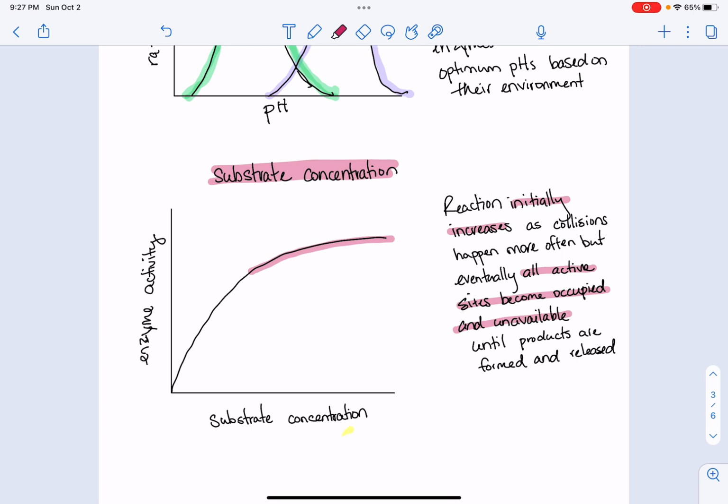If you think about it logically, eventually all the enzymes are going to be doing work. They're going to be used up. And so the reaction is still happening, but there's eventually going to be a substrate concentration where it's working at its full capacity and it can't work any faster given the same amount of enzyme that's present. So the active sites will become occupied and unavailable until the products are formed and released, and then the reaction can continue. But eventually it is going to reach this plateau.